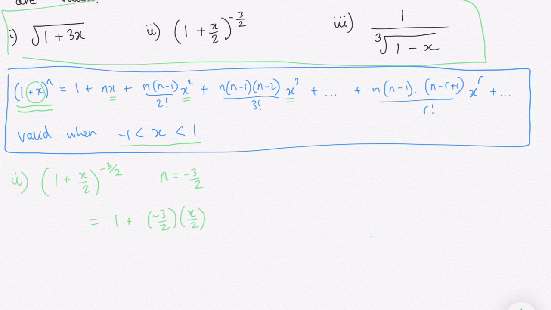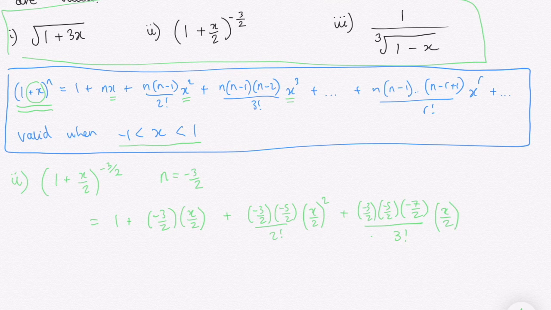Then our next term is going to be n, so minus 3 over 2, n minus 1 is minus 5 over 2, over 2 factorial, lots of x over 2 all squared, and then add n, so minus 3 over 2, n minus 1 minus 5 over 2, n minus 2 minus 7 over 2, over 3 factorial lots of x cubed, but this isn't x cubed, we're using x over 2 here, x over 2 cubed, plus the remaining terms.